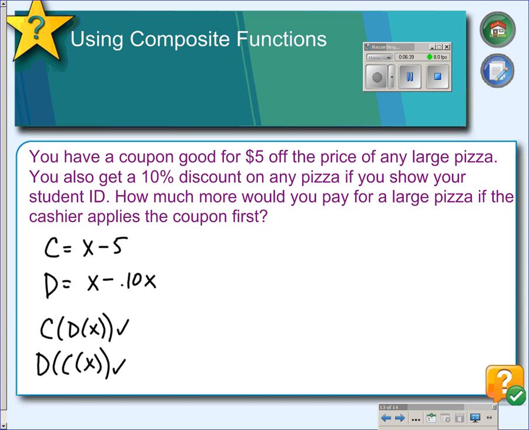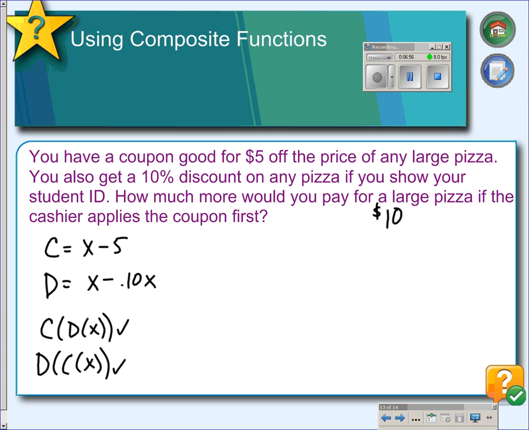Problem is we don't have a price for the pizza. We will get the same answer either way, but let's just do this. Let's say the pizza costs $10. Okay, it's going to be a $10 pizza.